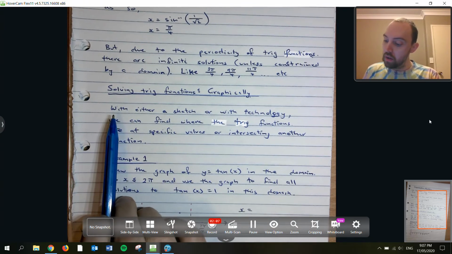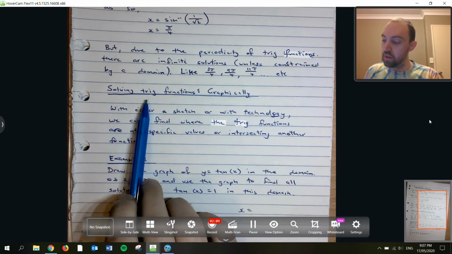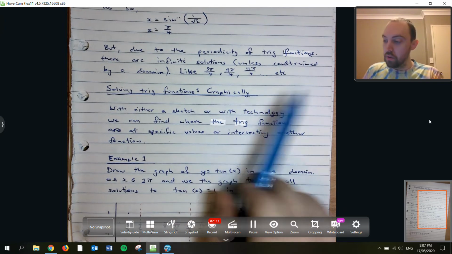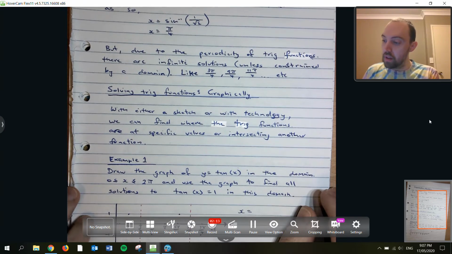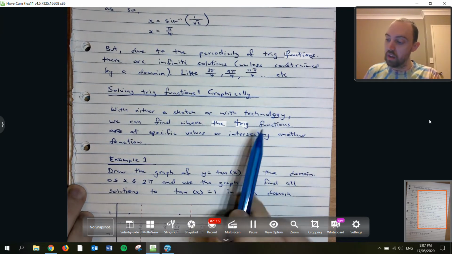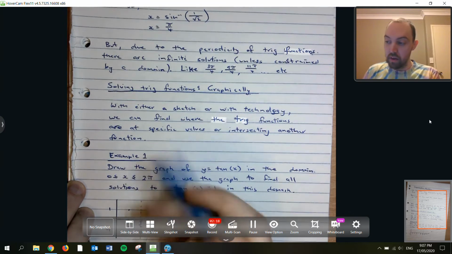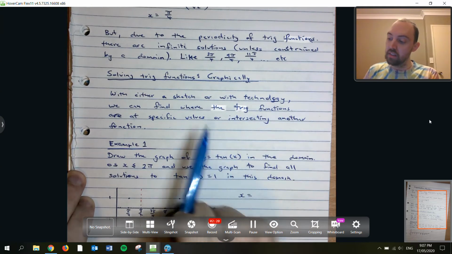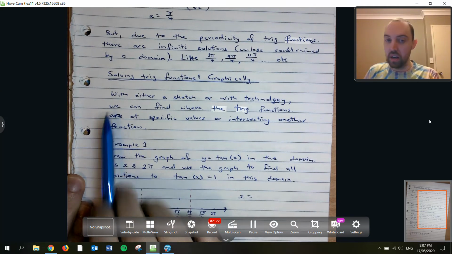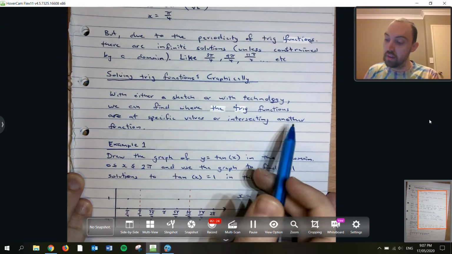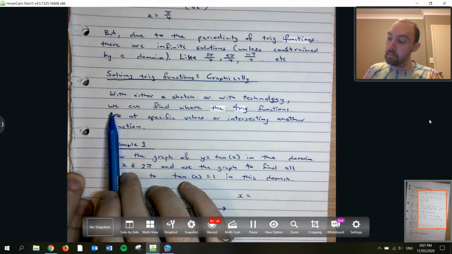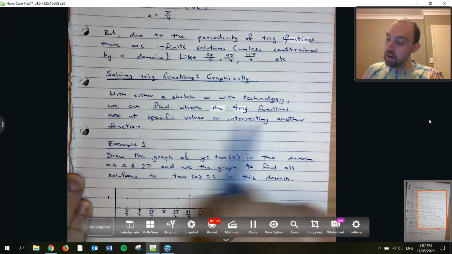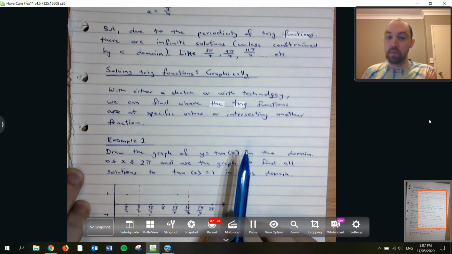So first what we're going to do is look at solving trig functions in a graphical way. So using our graphs, whether it's sketches or using our technology, doesn't really matter at this stage. Technology is going to be easier to make things work for us, so calculators or Desmos or any other graphing software will work. Okay, so we can find where these trig functions cross over.